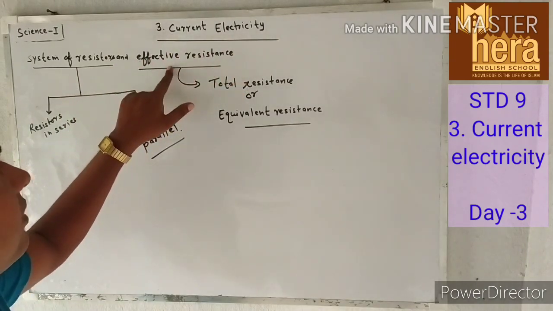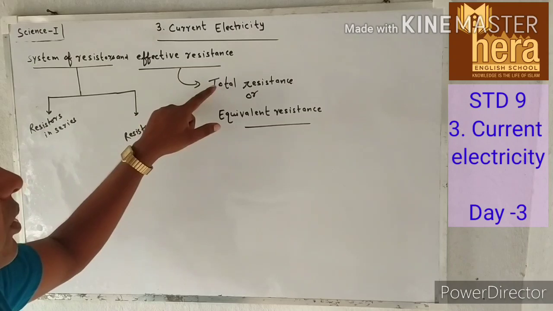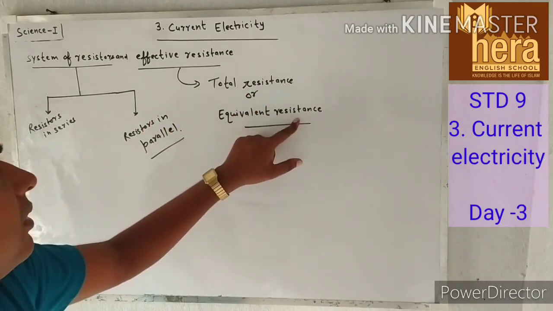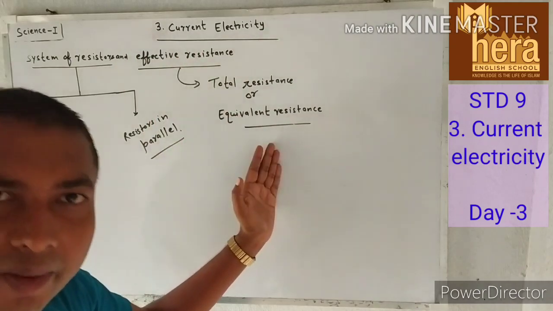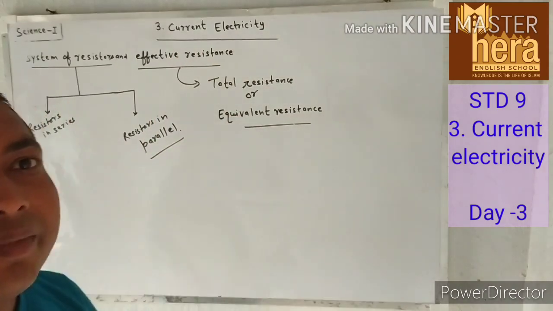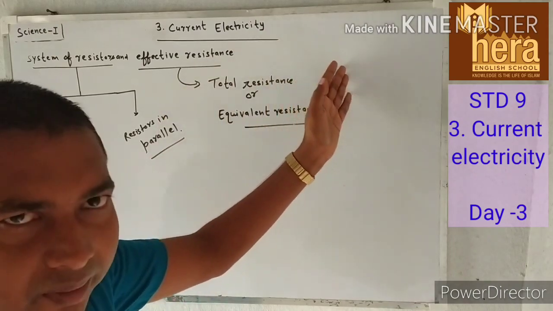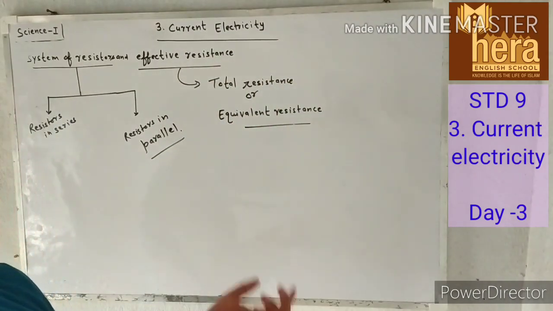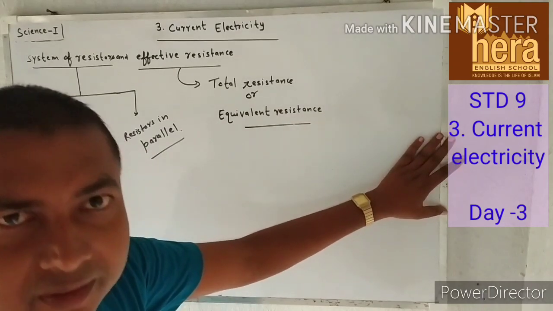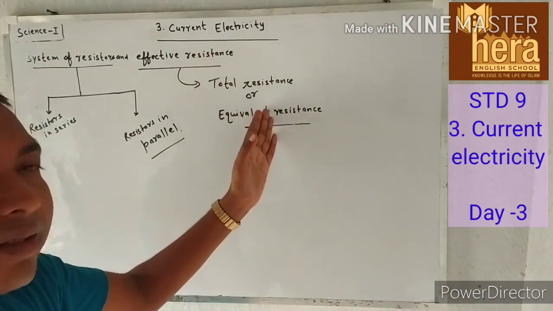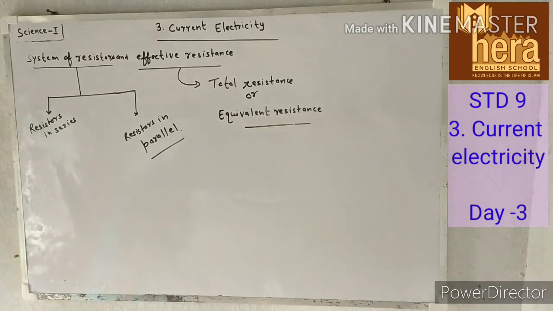Effective resistance or total resistance or equivalent resistance, these all are same. Sometimes in the question paper it says find the total resistance of the system, sometimes find the equivalent resistance of the system. These all three are the same.